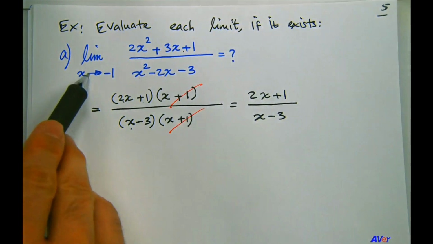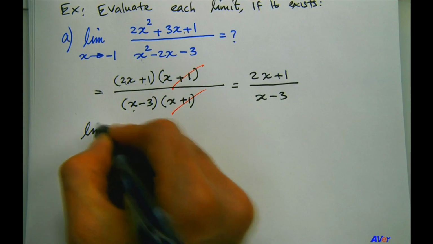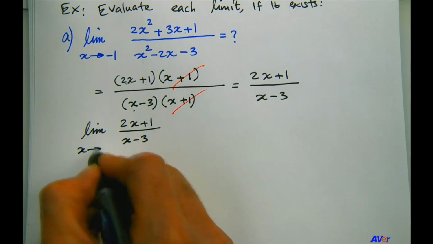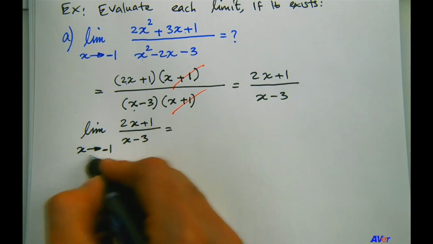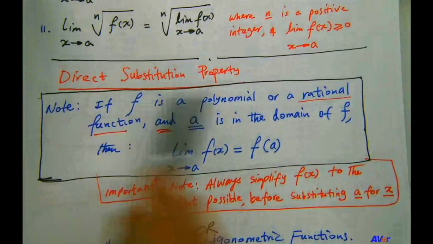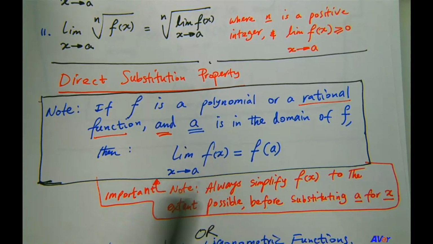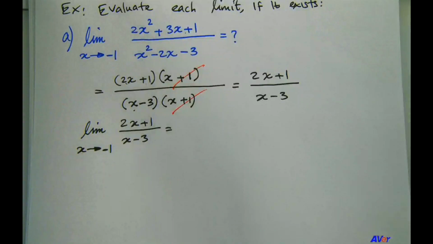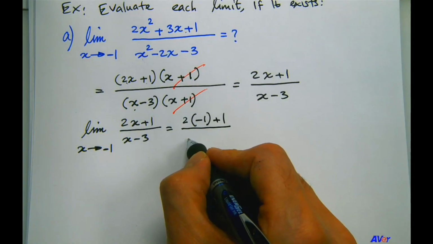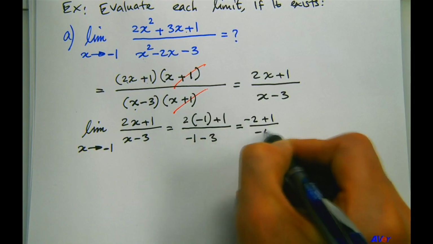Now let's apply the same limit to the simplified version that we just found. So we have the limit of (2x plus 1) divided by (x minus 3) as x approaches minus 1. After we simplify, we can carry out the direct substitution property. In other words, we replace x in the simplified version with a. So 2 times minus 1 plus 1 divided by minus 1 minus 3.